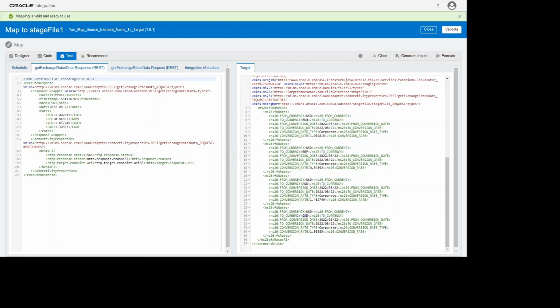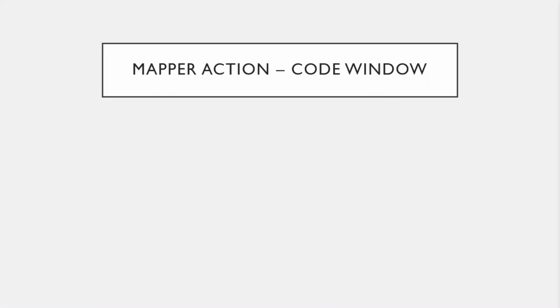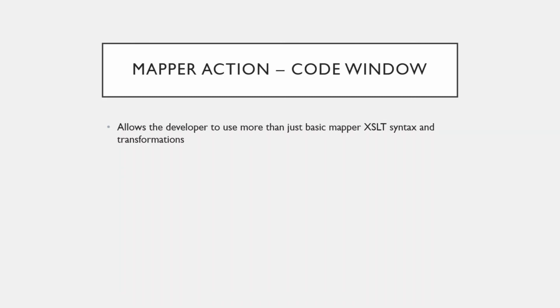So that's pretty much it. In this video we looked at doing some mapping first using the basic designer, and then performed some further more complex changes to the XSLT using the code window. We then validated our mapper code before running the mapper test to check that we got the right result.